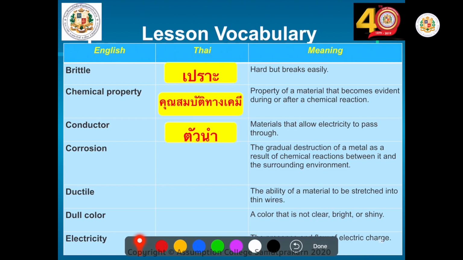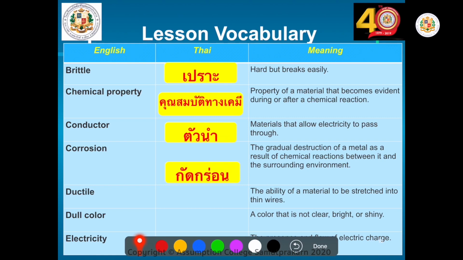Corrosion. When we say corrosion, it is the gradual destruction of a metal when they are exposed to water or have reacted with some other elements, and that makes them get destroyed or form a chemical reaction or form a rust. Okay, that's corrosion in Thai.